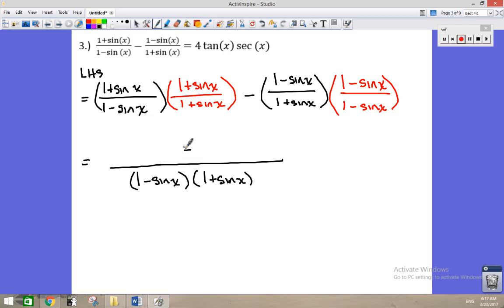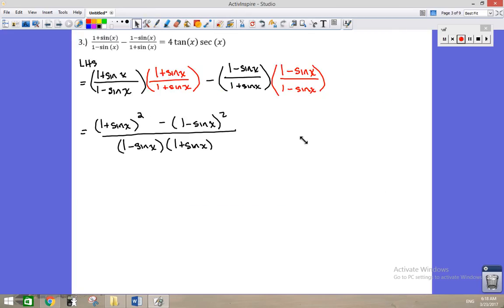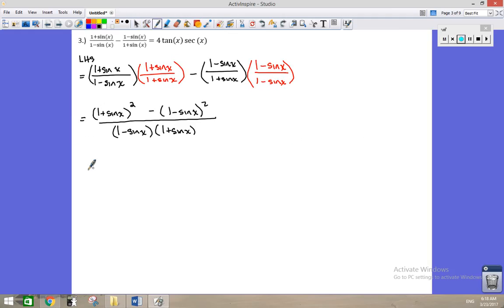So here on the left-hand side, I have 1 plus the sine of x squared and 1 minus the sine of x squared. Alright, now I don't see any way to cancel. I'm going to have to multiply things out. So in the denominator, it may not look like it, but this is just a minus b times a plus b. So this multiplies to 1 squared minus sine squared of x.